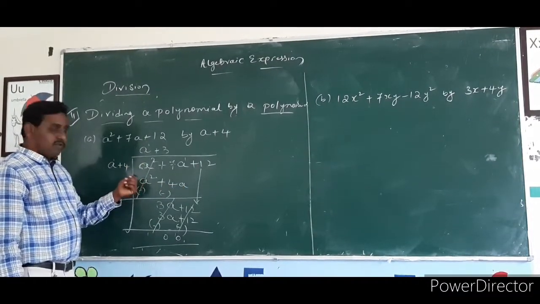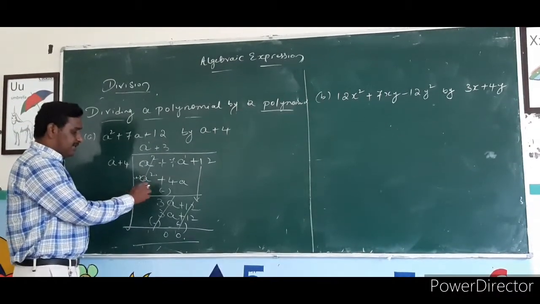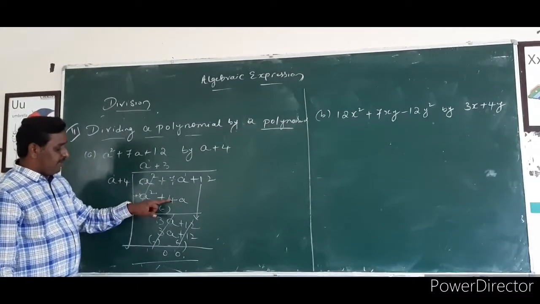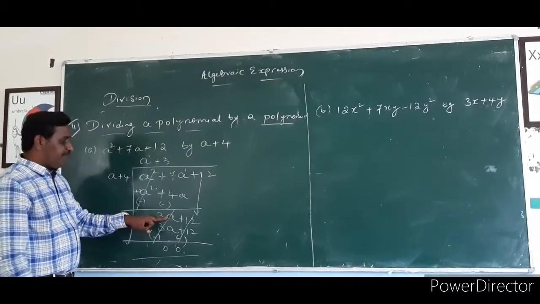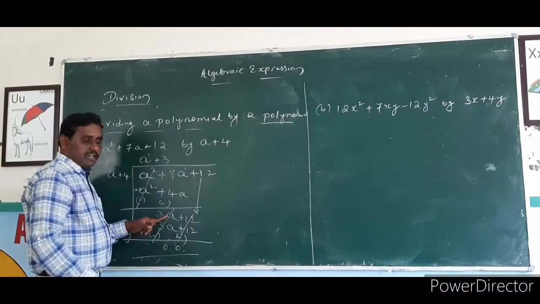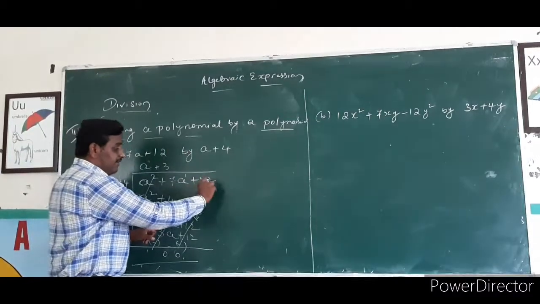So after that you have to subtract. So here plus sign is there. This plus sign will become minus. Plus will become minus. Cancel it. Now 7 minus 4 means 3a. After finishing this step, you can get the next term. Continue the process like this until the last term of the dividend.